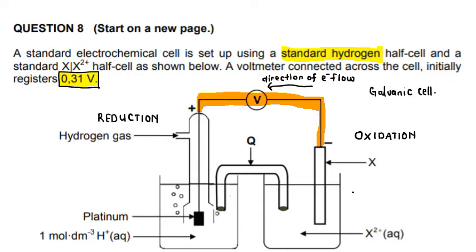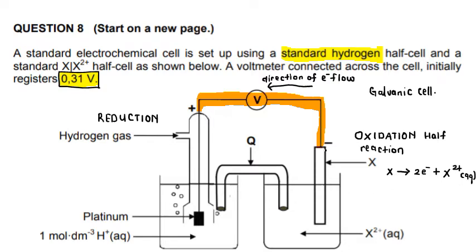Now we can write down a skeleton half reaction for what's happening on the right hand side beaker. Because we've already identified that we have oxidation, we can write that oxidation half reaction as X, whatever this X is, it's going to give away 2 electrons and become X2+ in solution.